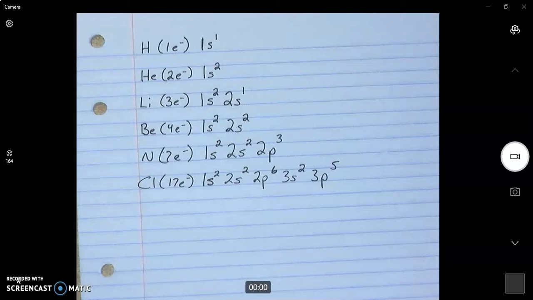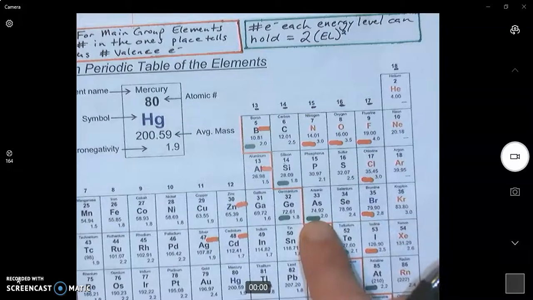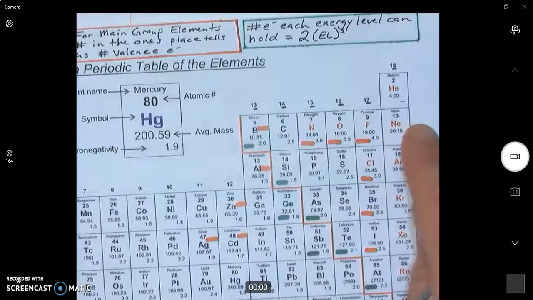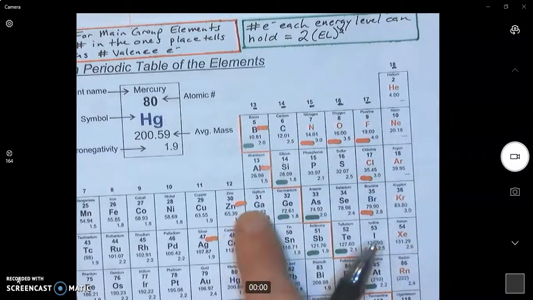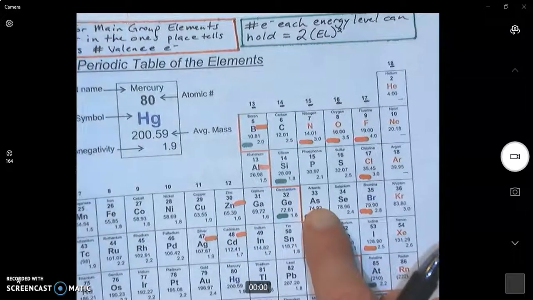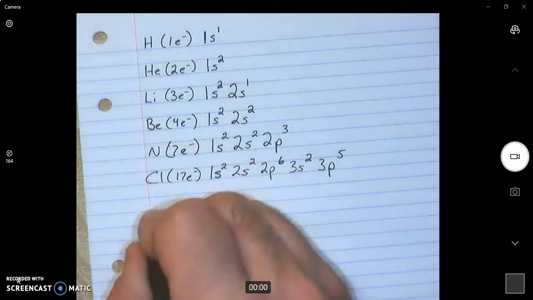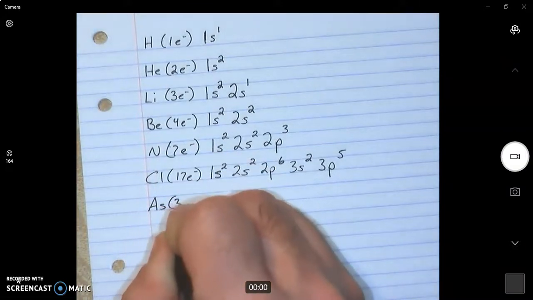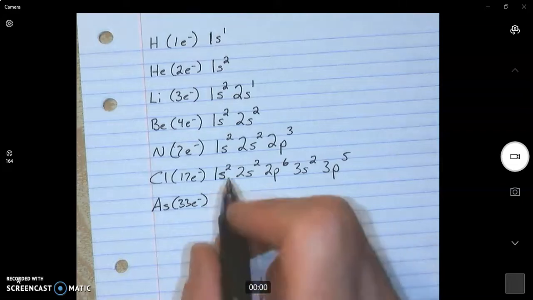All right? Let's look at one that's a little bit longer that has some D electrons in it. Let's go to arsenic, number 33. Arsenic is in the 2p, 3p, 4p, 1, 2, 3. 4p3 should be the end of our configuration, which means everything before that is going to fill up. So let's go arsenic, As, 33 electrons because we have 33 protons in the neutral atom.